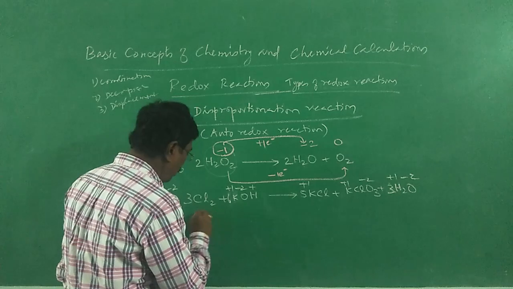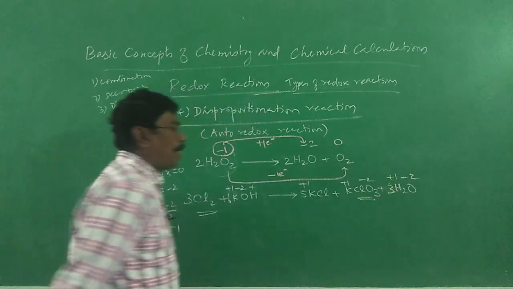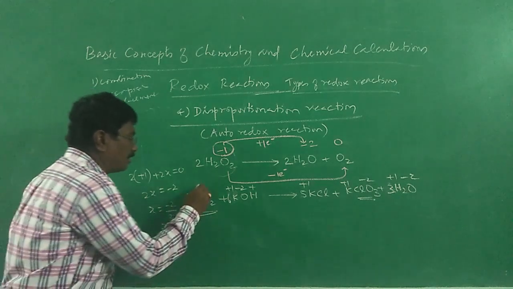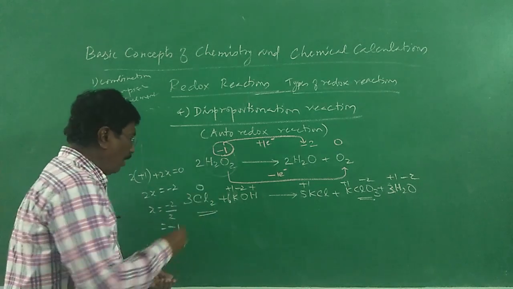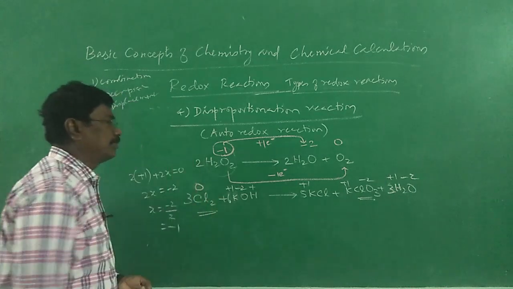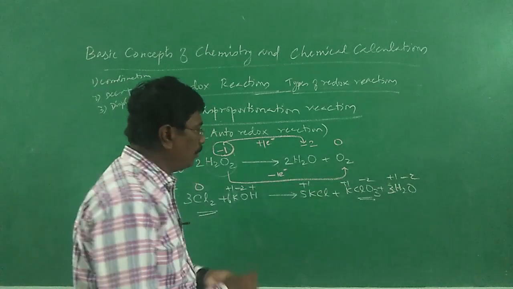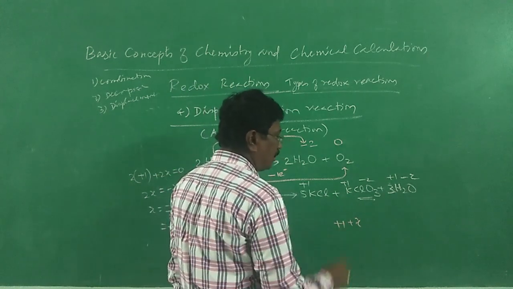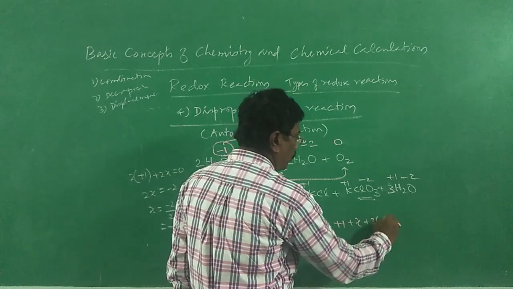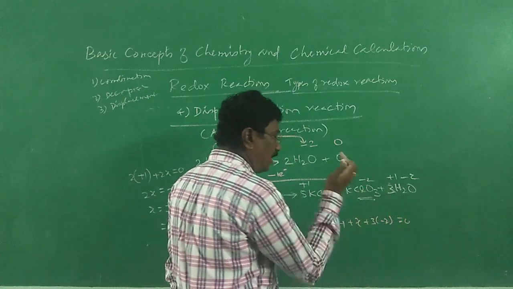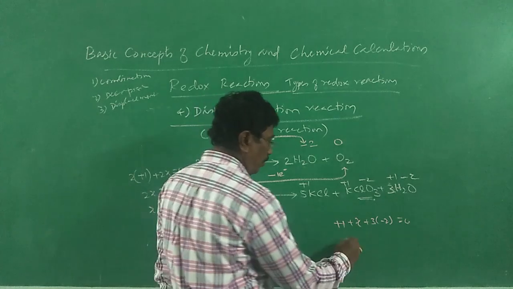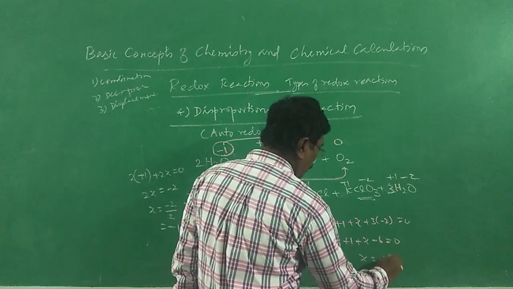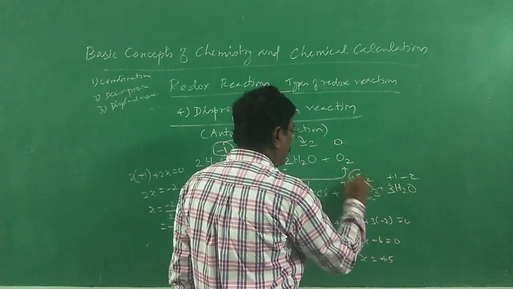Where is the difference? Chlorine. As long as it is in the form of element, oxidation state should be 0. Oxidation number of chlorine is 0. What about here? Here we have to find out how. Potassium +1, chlorine we don't know, X. Oxygen 3 into -2. Sum of the oxidation state of all the atoms in the molecule should be 0. Therefore, +1 plus X minus 6 is equal to 0. X is equal to +5. Oxidation state of chlorine is +5 here.